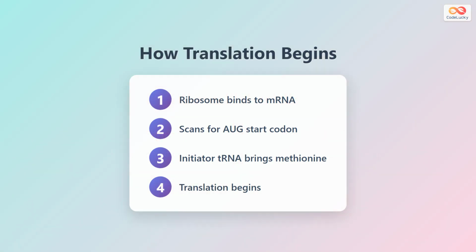The translation process begins in 4 key steps. First, the ribosome binds to the messenger RNA molecule. Second, the ribosome scans along the mRNA searching for the AUG START codon. Third, once AUG is found, a special initiator transfer RNA carrying methionine arrives and binds to the START codon. Fourth, with everything in place, translation officially begins, and the ribosome starts building the protein chain one amino acid at a time.